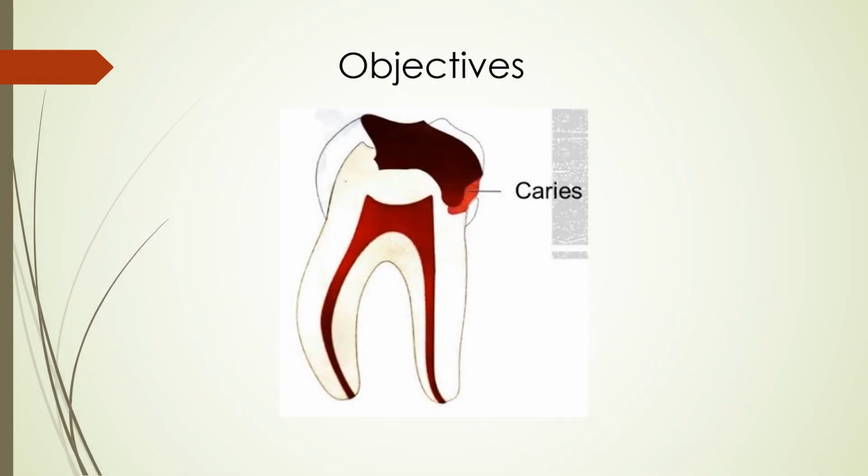Now moving on to the objectives. The objectives of indirect pulp capping is to preserve the vitality of the tooth, and the restorative material should seal the involved dentine completely, and there should be no post-treatment sensitivity, pain or swelling, and there should be no harm to the succedaneous tooth.